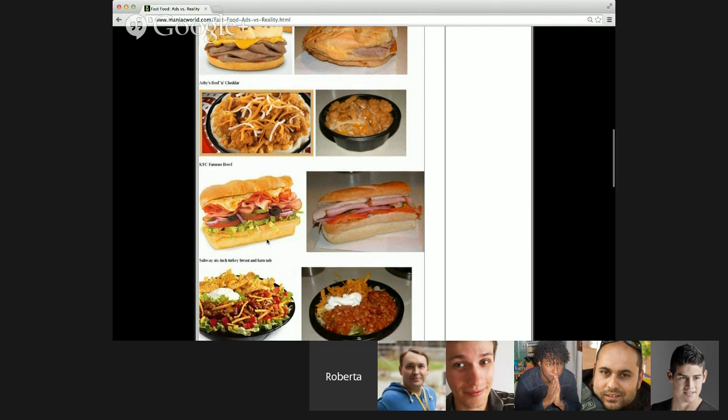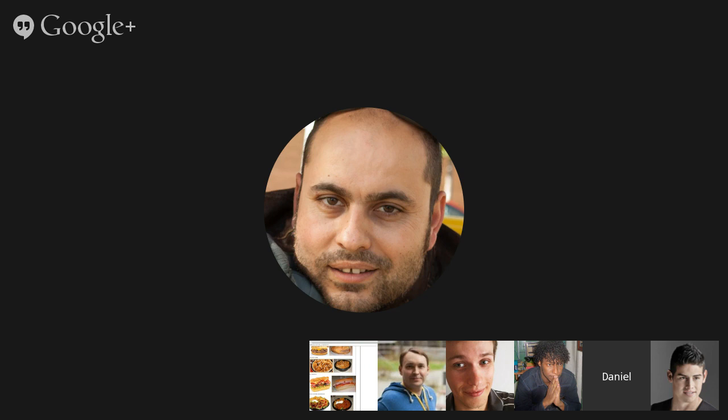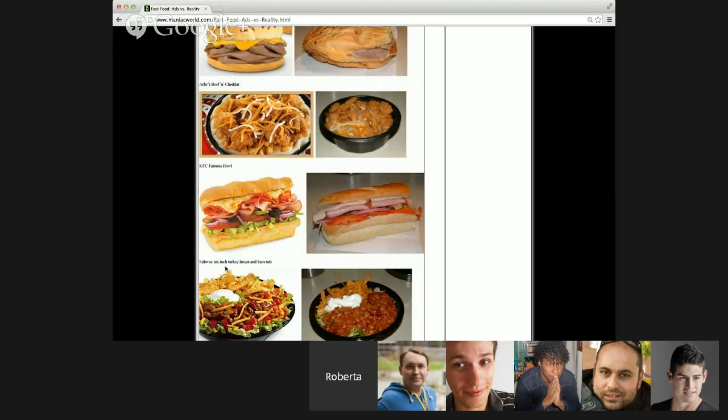What about this next one, this Subway? And it looks like a turkey breast and ham sub. So it has turkey and ham on it.